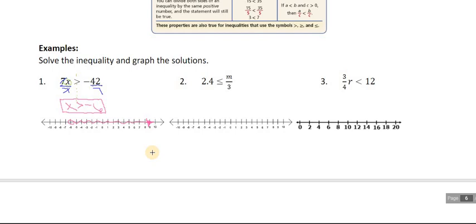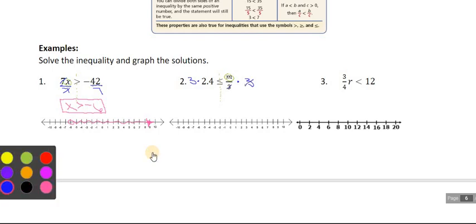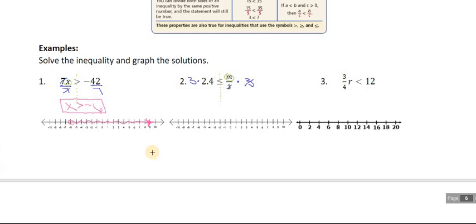In number 2, our variable is on the right-hand side of our inequality, and that's perfectly fine. We're going to solve it and isolate the variable on the right, and then we'll flip it around at the very end. So I'm going to put my dotted line through my inequality, circle my variable. I need to get rid of the divide by 3 by multiplying both sides by 3. So 3 times 2.4 is going to give us 7.2 is less than or equal to m.